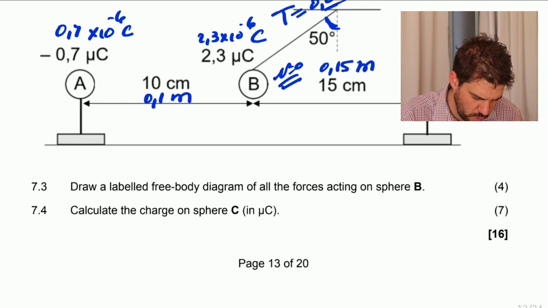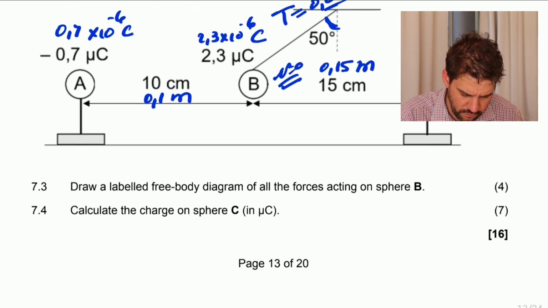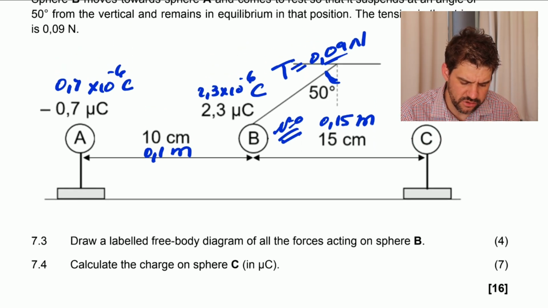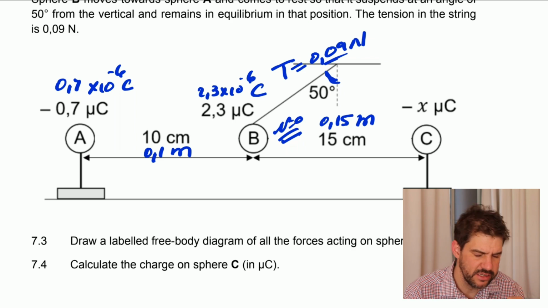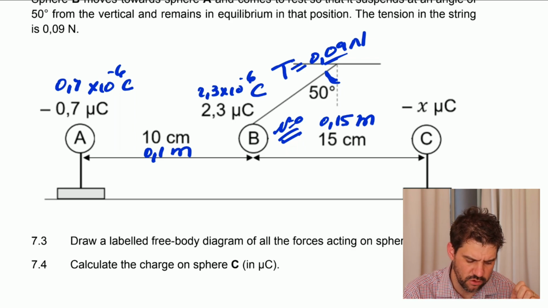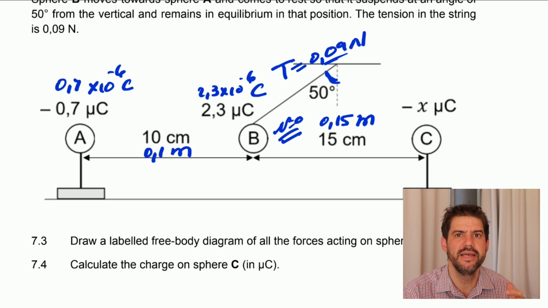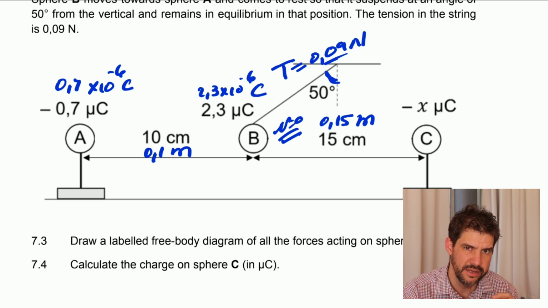The question said, draw a labelled free body diagram of all the forces acting on sphere B. So what forces are acting on sphere B? This is not a big deal, but what forces are acting there? First of all, there is a force from A, which is negative, acting on B. B is positive. Negative attracts positive. So A is pulling B to the left.